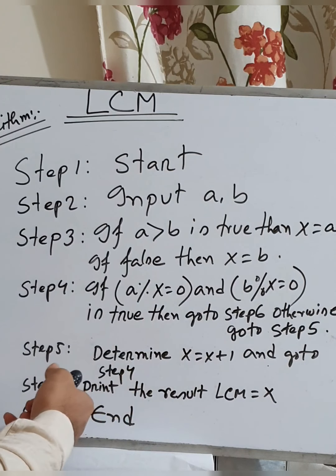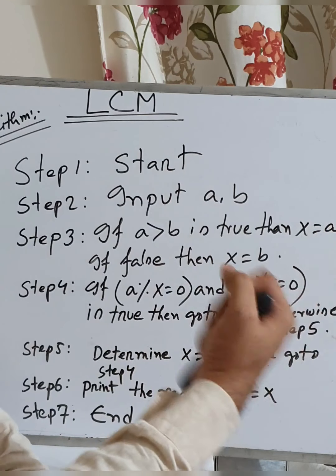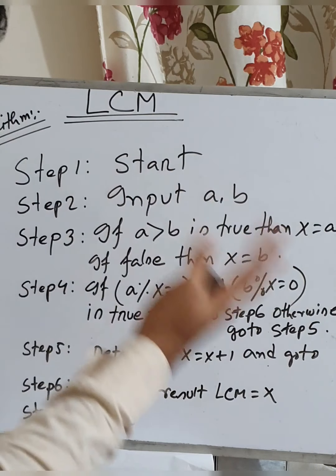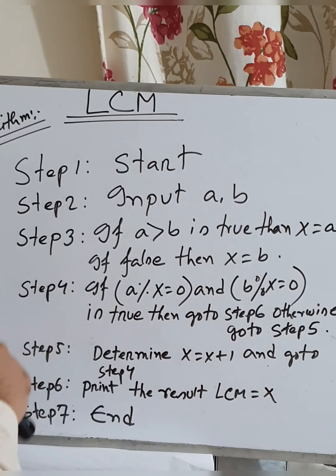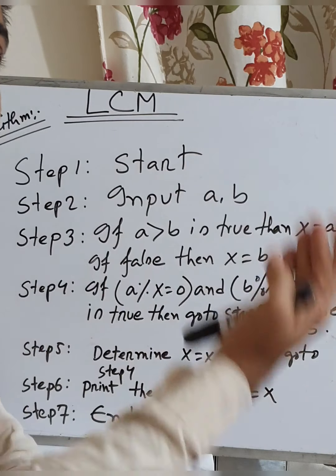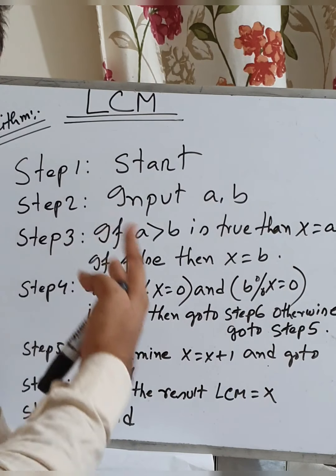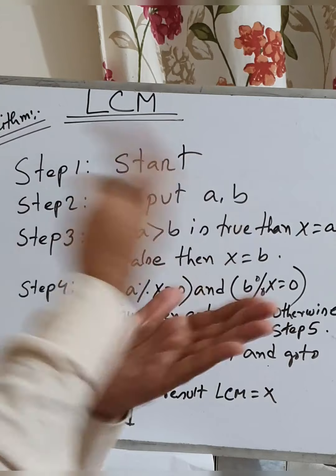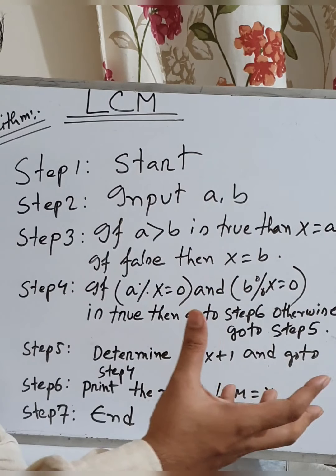In step 6, what do we have? We just print the LCM that we got in our X. If it's not going to happen, then what do we have to do? Determine X equals X plus 1. We have to increase the value we have in X by 1 and recalculate the same thing again. This is the main process.